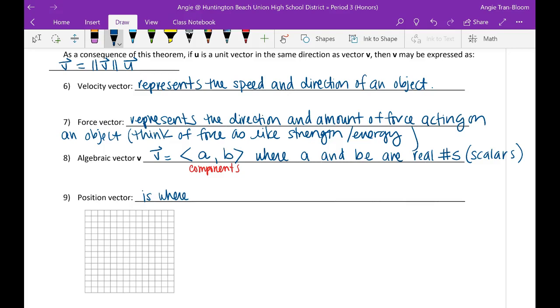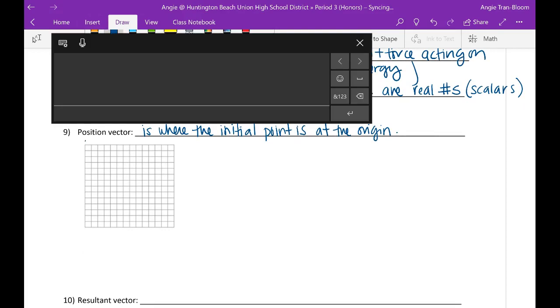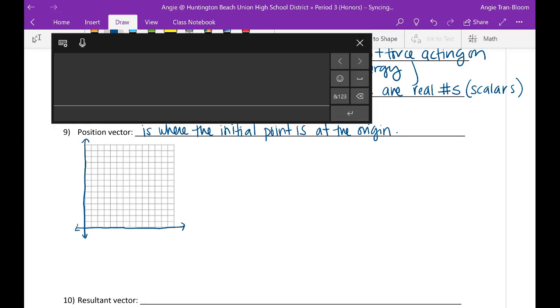Position vector is where the initial point is at the origin. Normally we draw vectors using 2 dots, one is the beginning and one is the end. Let me mark an X and Y axis in here quickly. I'm doing this all without a ruler, so it might not be as straight.